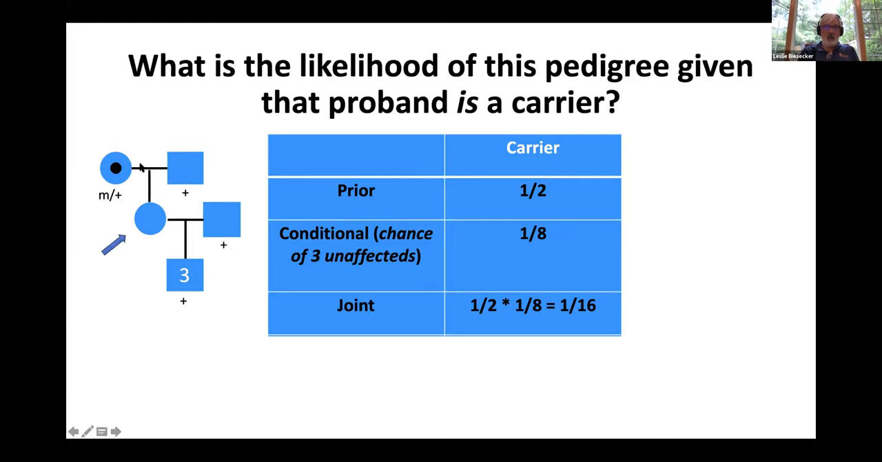And if her prior probability of being a carrier was 1/2, and her likelihood of having 3 unaffected boys is 1/8, that means the probability that both of those things are true is 1/2 times 1/8, which means 1 out of 16 in that alternative reality universe.